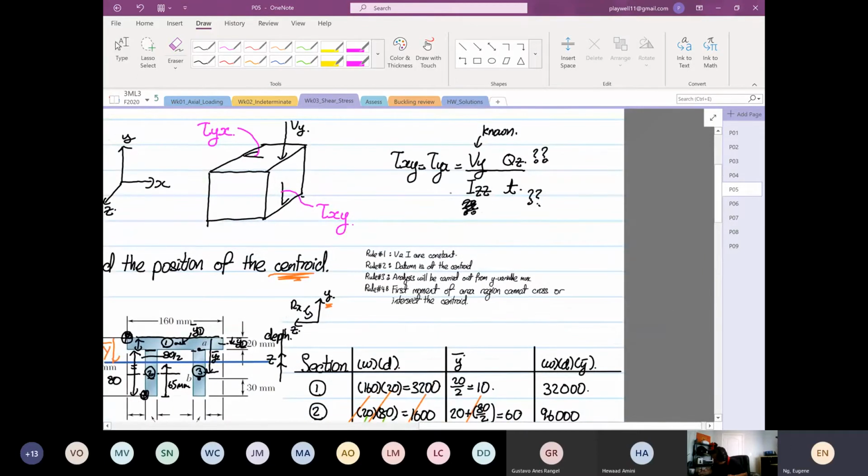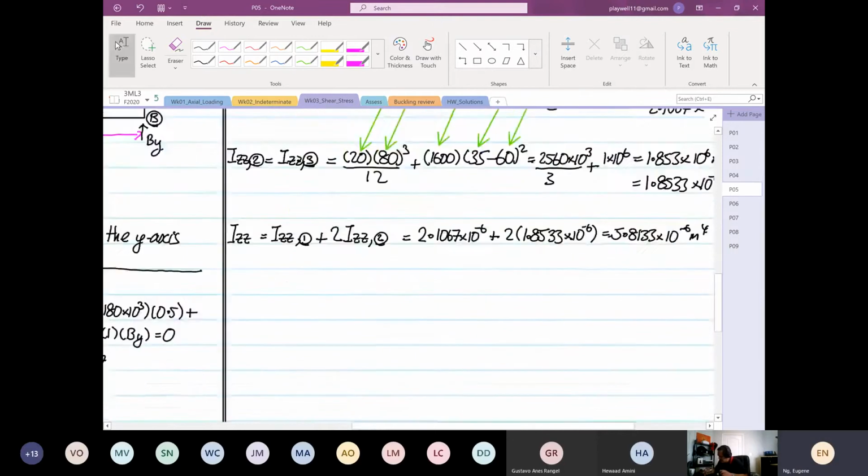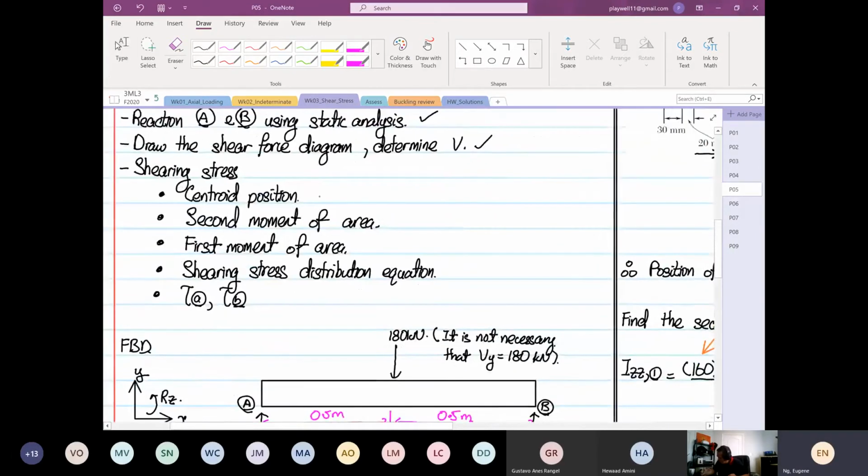Okay, so this one is now known. And then the next one, we're going to find our QZ. So what we're going to do for QZ, I'm going to do something different. Where we are now, we have done the centroid and the first moment of area.